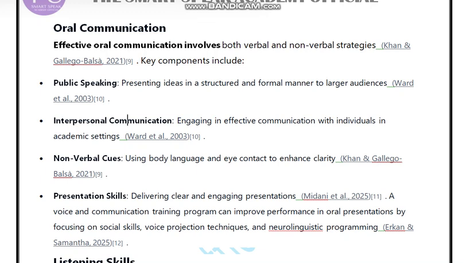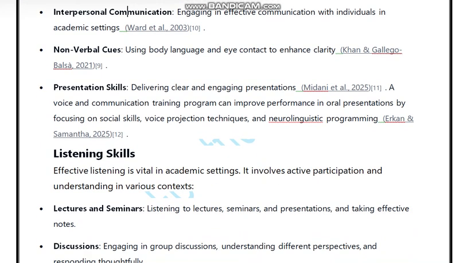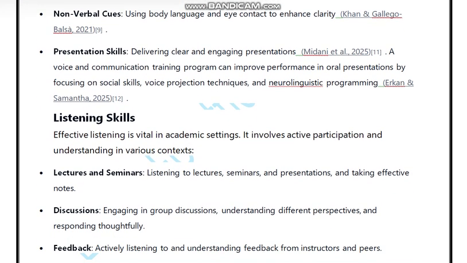Nonverbal cues. So use body language and eye contact to enhance clarity. This is nonverbal communication based on nonverbal cues. Presentation skills. Delivering clear and engaging presentations. Voice and communication training programs can improve performance in oral presentations. And then listening skill.